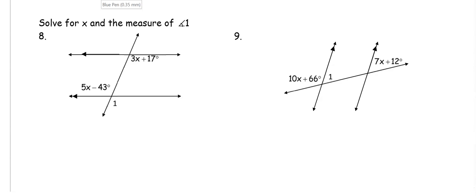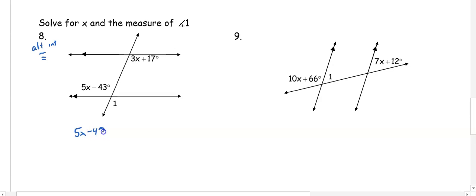In number 8 and 9, we want to solve for x and then find the measure of angle 1. So in this case, these angles are, sorry, they're alternate interior. And alternate interior means that they are congruent. So 5x minus 43 is equal to 3x plus 17. So we get 2x is equal to 60. So when we divide, x is 30.